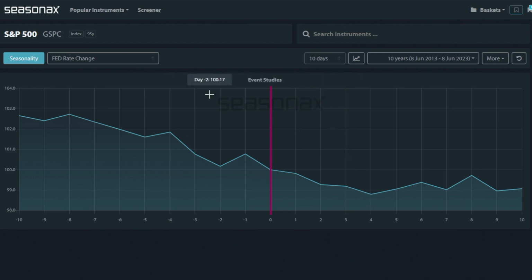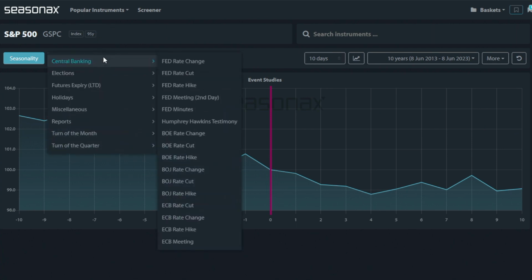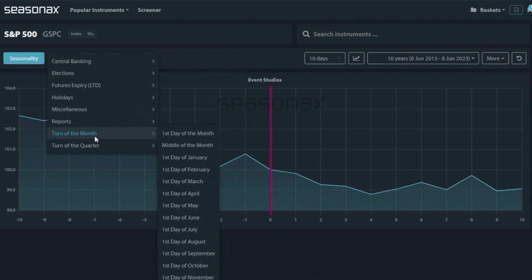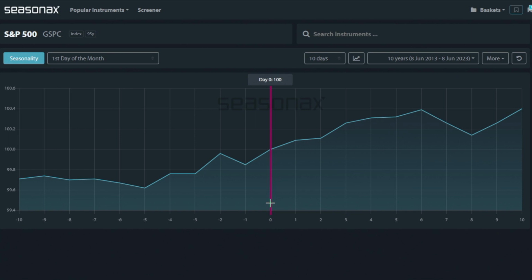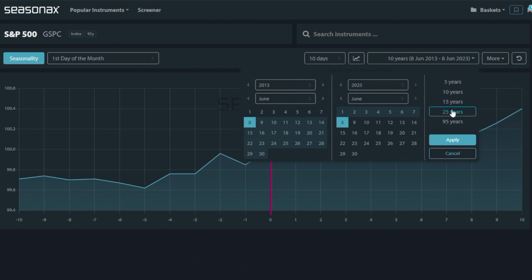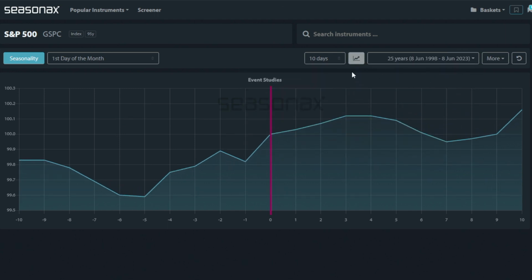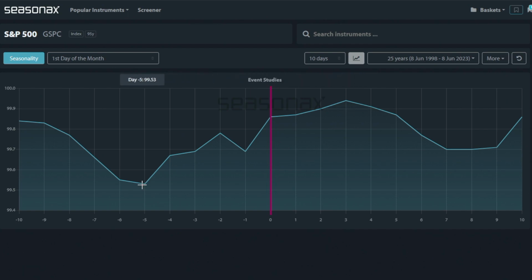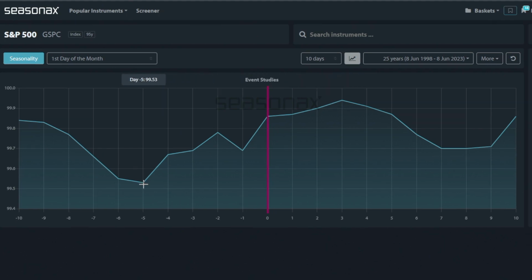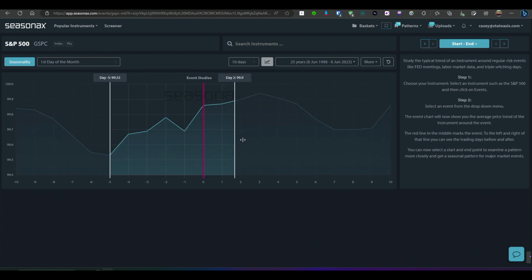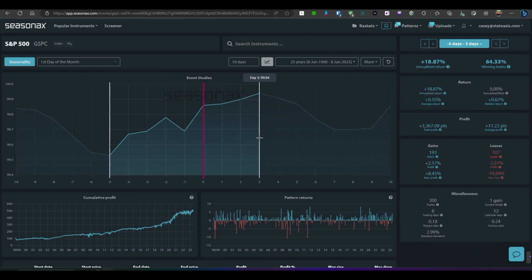And going back to the strategy that I mentioned, if we go and pick our event, so we will go to turn of the month and first day of the month. So now 0 is the first day of the month. That's the event date. So for the S&P 500, for the past 25 years, if we detrend the price, we can clearly see that 5 days before the end of the month, all the way to 3 days after the end of the month, we have a really good pattern. It's 64% win rate, annualized at 18, median is 0.67%.